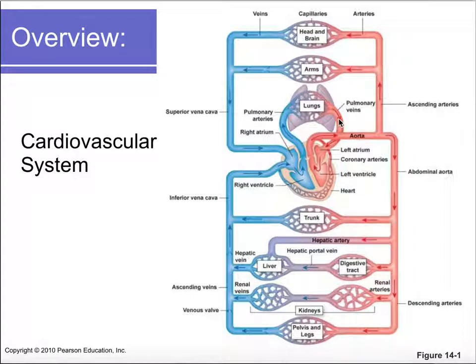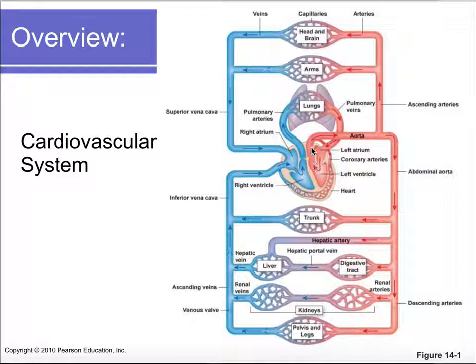And it'll bring the blood back to the left side of the heart, in this case, the left atrium. From the left atrium, it'll go through the other AV valve, which is your bicuspid valve, also known as your mitral valve, into the left ventricle. And when the left ventricle contracts, it'll then send it out through our aortic valve into the aorta. And by the way, the pulmonary valve and the aortic valve are also known as your semilunar valves.